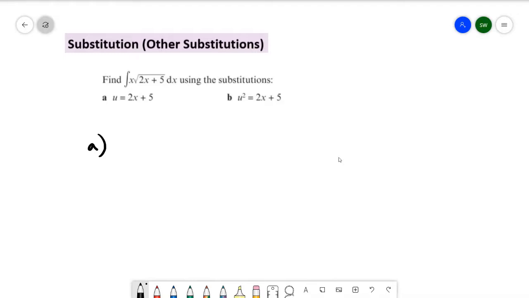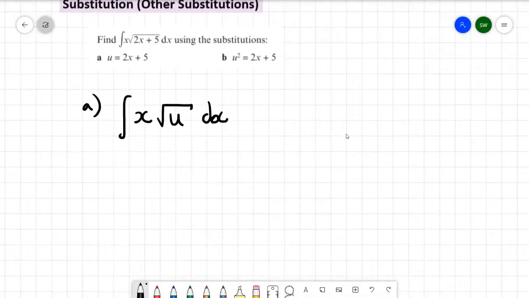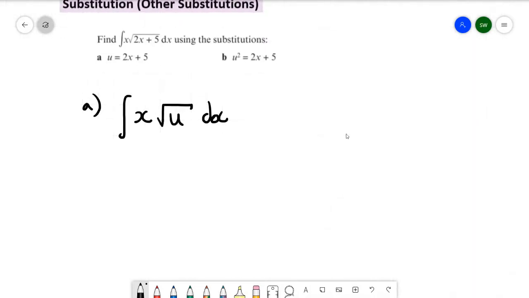They want us to use u equals 2x plus 5. So if we use that substitution, let's leave x as it is. We're going to have the square root of u dx. So we want to replace dx with something to do with du. So let's work out du by dx. du by dx is equal to 2. So that tells us that dx, if we rearrange this to get dx as subject, is a half du.